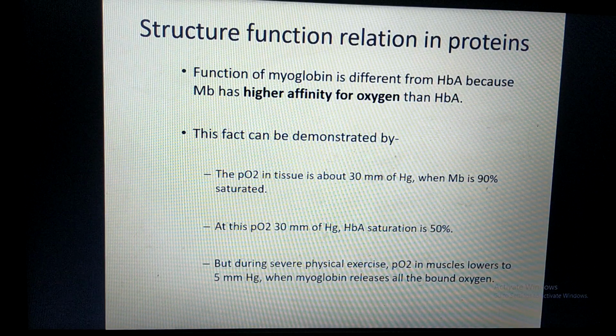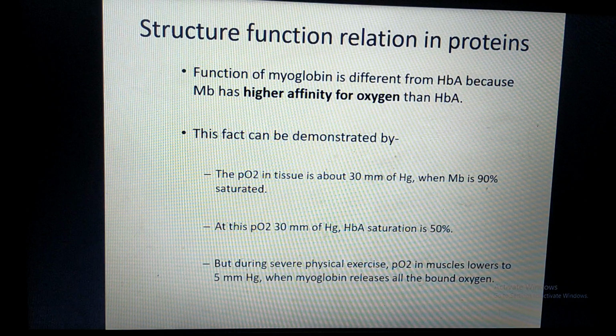As we have seen, hemoglobin acts as a transporter of oxygen, whereas myoglobin is also having one heme and one globin chain, but it does not have quaternary structure and therefore its function is different. And myoglobin shows higher affinity for oxygen than hemoglobin.